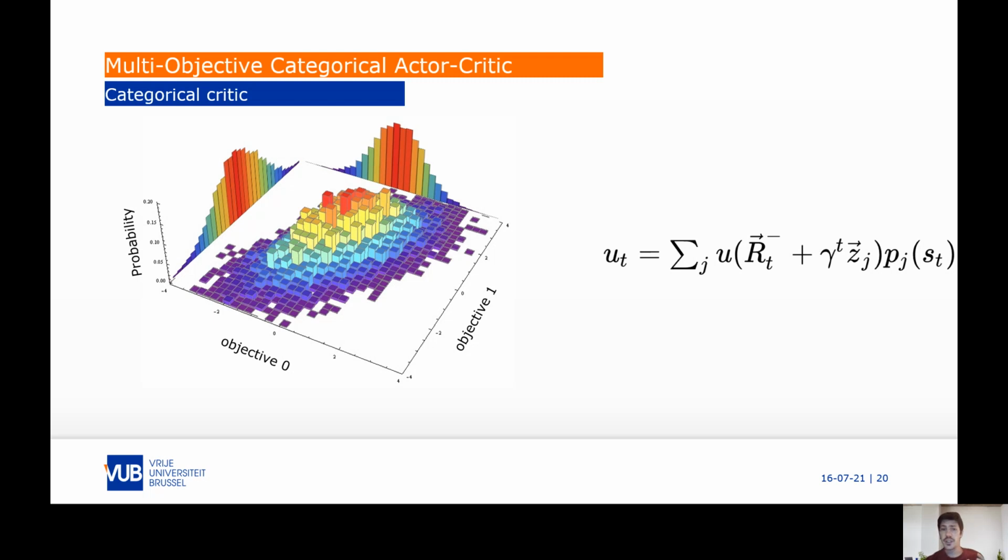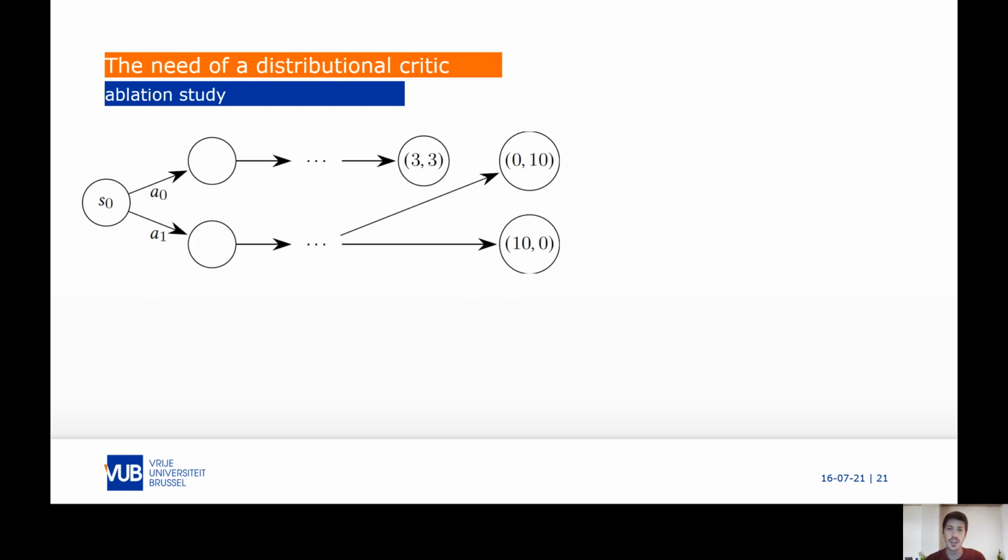We're going to see that it is actually necessary to have a distributional critic. So we did an ablation study where we have one version with and one version without the distributional critic, which I will show you now. We did this on a very simple environment where we have two corridors. Action A0 will lead to the first corridor, which will always result in, at the end, a reward of (3, 3). Action A1 will lead to the second corridor, which will result in either (0, 10) with a 50% chance or (10, 0) with a 50% chance.